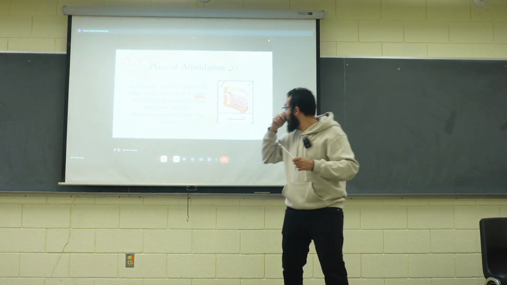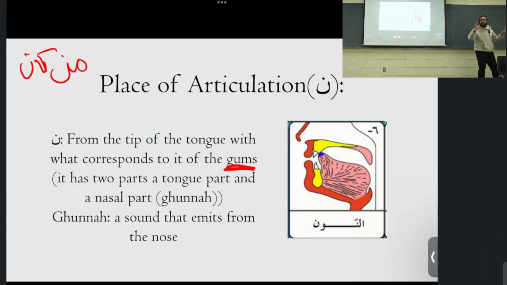It has these parts. Okay, what is the word ghunna? Every time you're going to learn tajweed, add ghunna, remove ghunna. What is ghunna? Ghunna is very simple. A sound that comes from the nasal cavity, from the nose. That's it. And the sound stops.